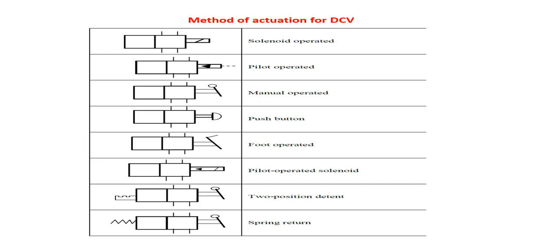So there are different methods to actuate a direction control valve. This is a solenoid actuation. This depicts pilot operated. This is a symbol for manual operation. This is a symbol of a push button operation. This is a symbol of a foot pedal. Then pilot operated solenoid. Then two position detent retract. So this is called a detent. This particular side you can see is called a detent, and this indicates the spring return type.